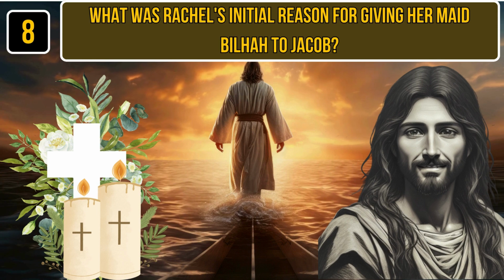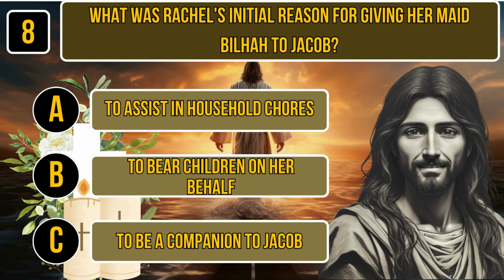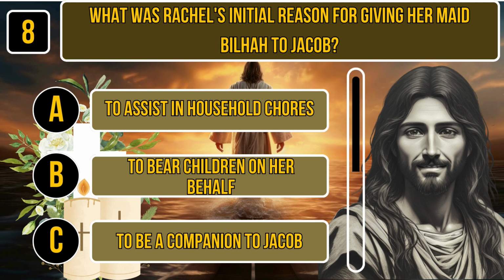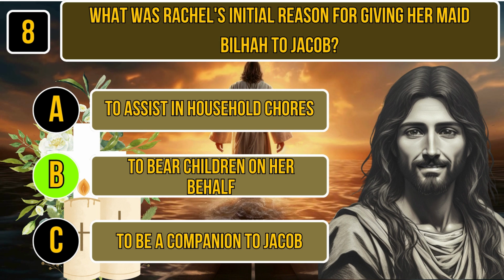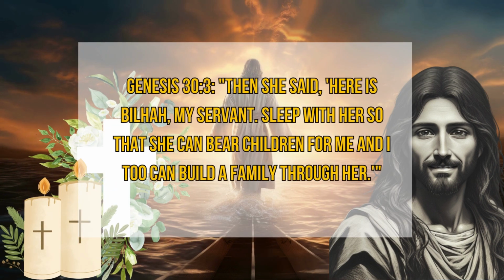Question number 8. What was Rachel's initial reason for giving her maid Bilhah to Jacob? A. To assist in household chores. B. To bear children on her behalf. C. To be a companion to Jacob. The correct answer is to bear children on her behalf. Genesis 30:3. Then she said, "Here is Bilhah, my servant. Sleep with her so that she can bear children for me, and I too can build a family through her."